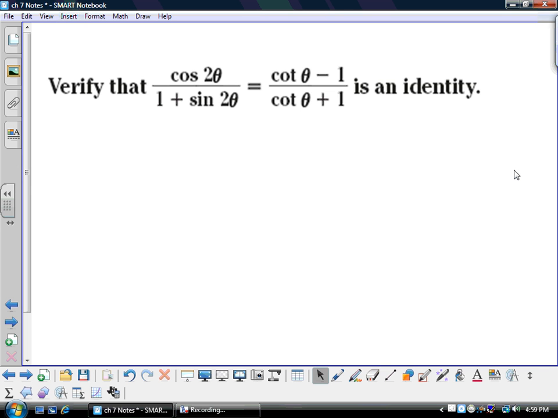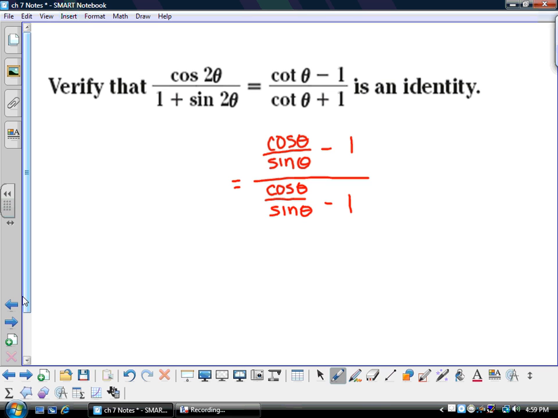There are lots of correct ways to start this one. What I'm going to do to start is work on the right-hand side and change everything to sines and cosines. Then it would be a good idea to make all one fraction on the top and all one fraction on the bottom to get a common denominator. To do that, I'm going to change 1 into sine over sine and sine over sine here.